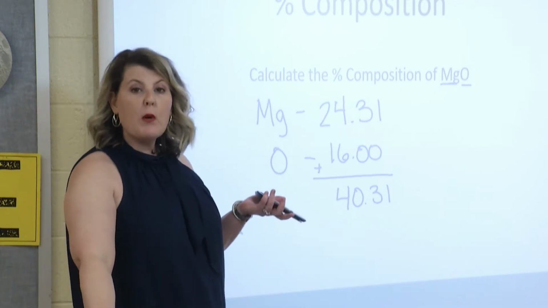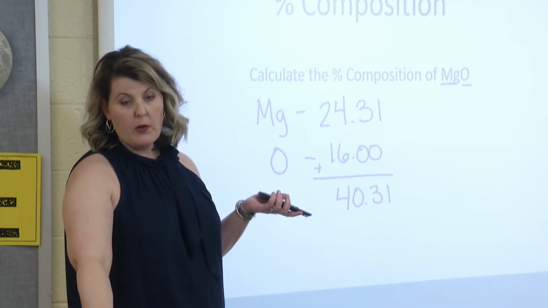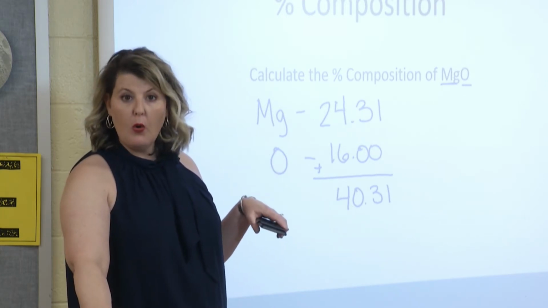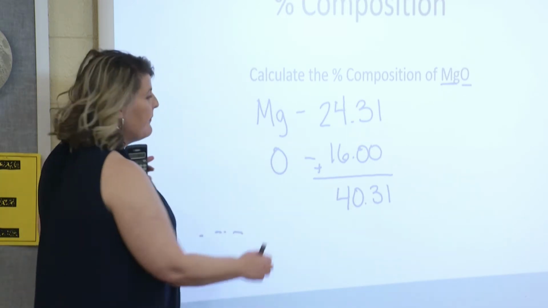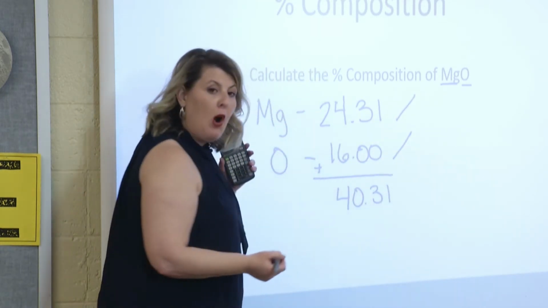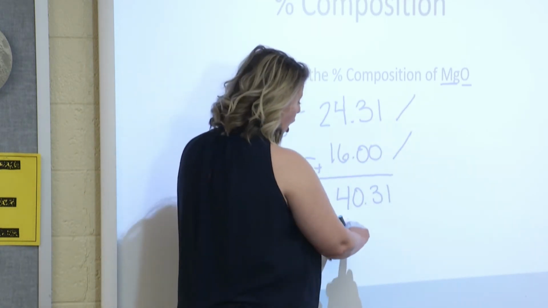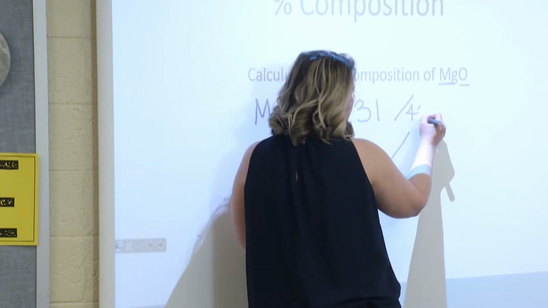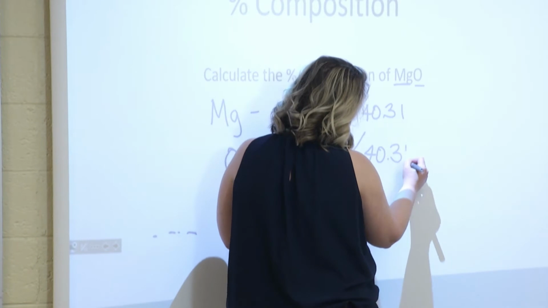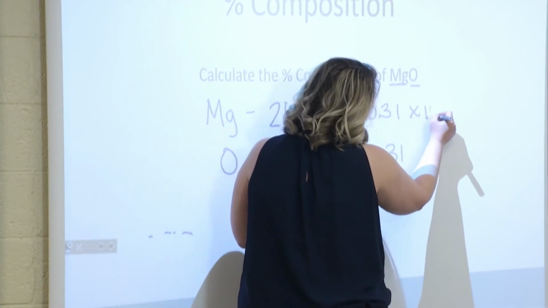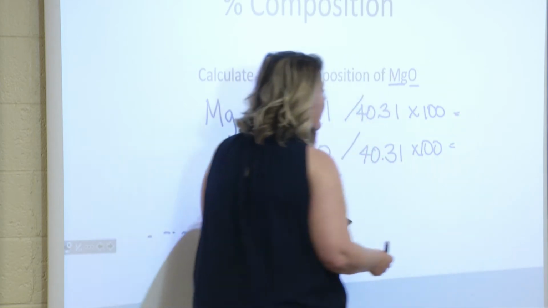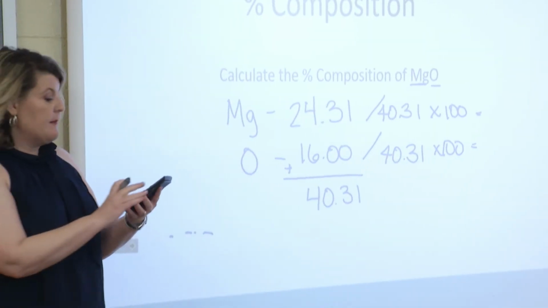What did I say the formula was for a percent? In order to get a percent, you take the part, you divide it by the whole, and you multiply it by 100. These are our parts. So we're going to take each part, divide it by the whole, which was 40.31, and then multiply by 100. So you're basically working 2 math problems at the same time.